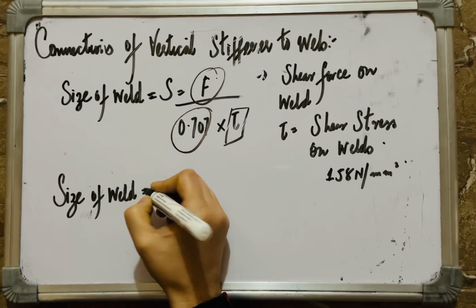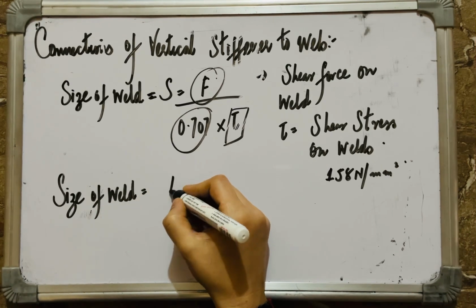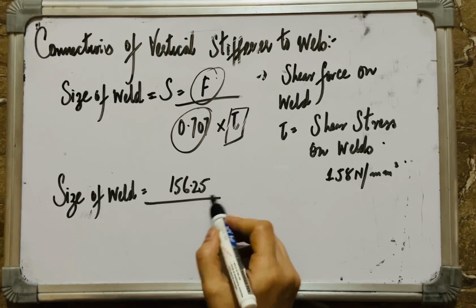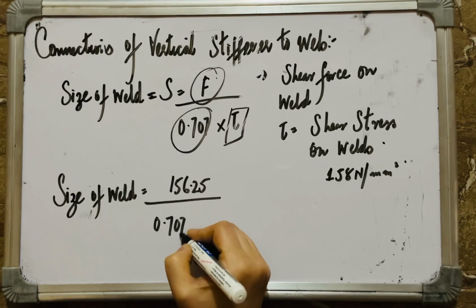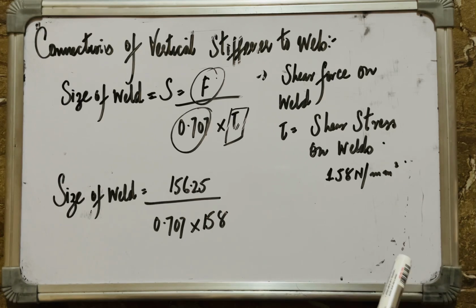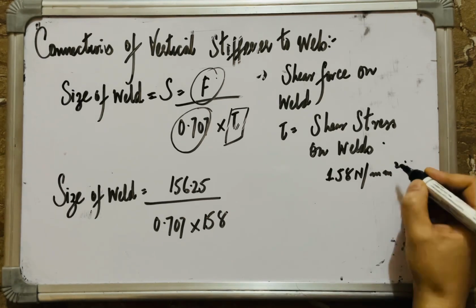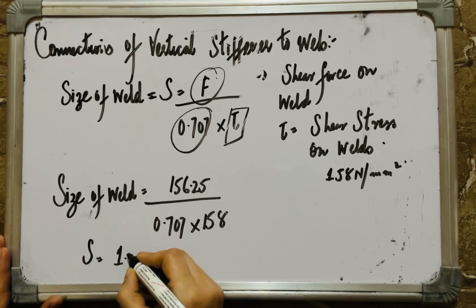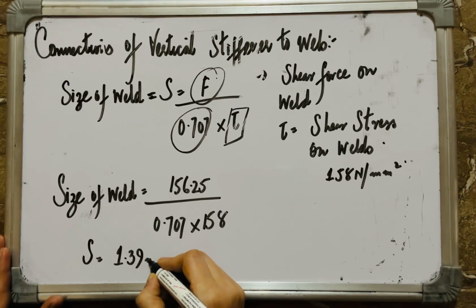How much is the shear force? It is 156.25 Newton per mm, divided by 0.707 into shear stress 158 Newton per mm square. By calculations, this is equal to 1.39 mm.